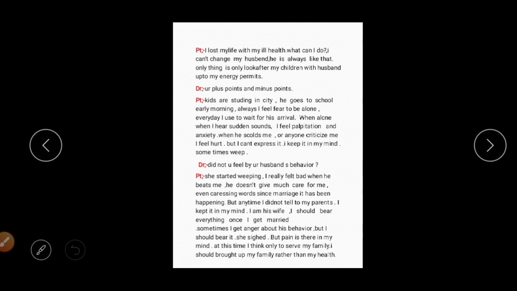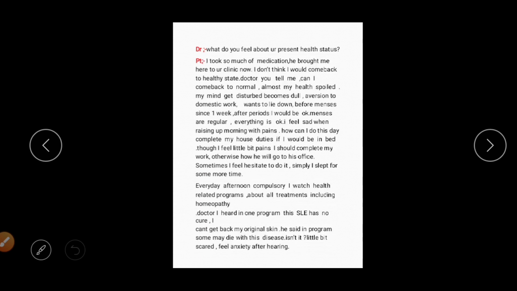Sometimes I get anger about his behavior, but I should bear it, she sighed. But pain is there in my mind by the behavior of my husband. At this time, I think only to serve my family. I should bring up my family rather than my health. So, she's such a committed person towards her family, her husband and her children.